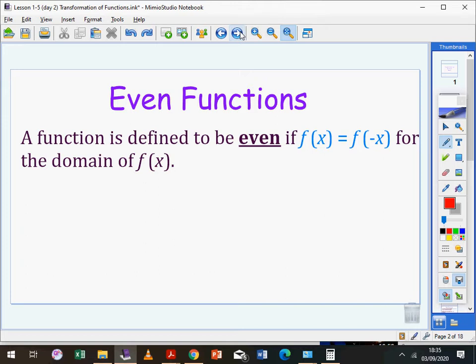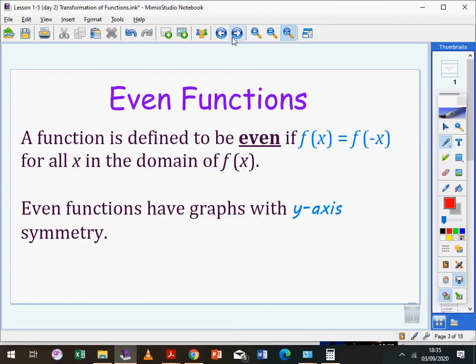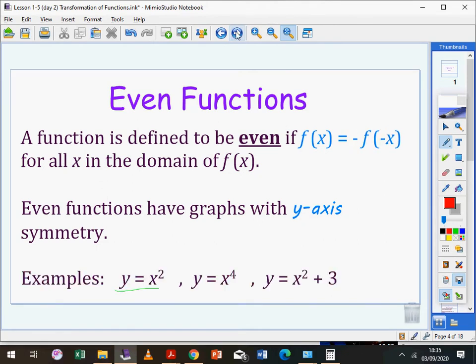So today, even functions. A function is even if f of x is equal to f of negative x. I'm going to show you what that means in a second. And if a function is even, then it's symmetric across, or along, the y-axis. Examples are y is equal to x squared, y equals x to the power 4. Those are symmetric functions, and I'll show you in a bit why those are symmetric.